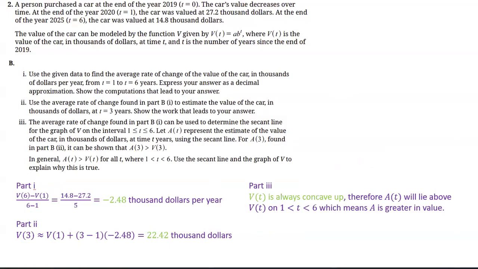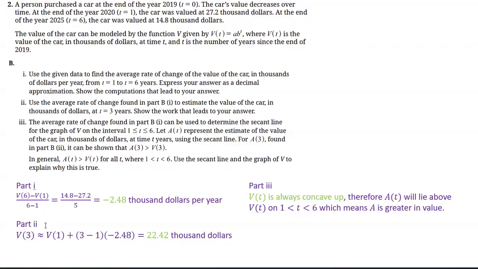Part B: use the given data to find the average rate of change of the value of the car in thousands of dollars per year from t equals 1 to t equals 6. Express the answer as a decimal approximation. Show the computations that lead to the answer. Average rate of change, that's just the slope between those two points. V of 6 minus V of 1 over 6 minus 1. Put it into your calculator, negative 2.48. I don't think they care about units in this, but I put $1,000 per year. I would care about units as an instructor.